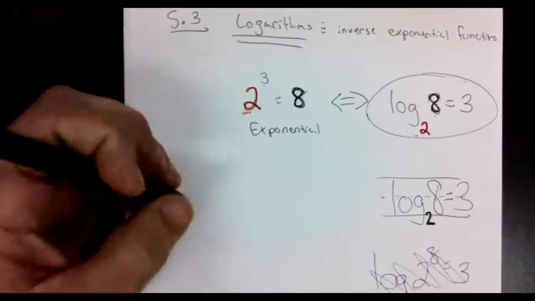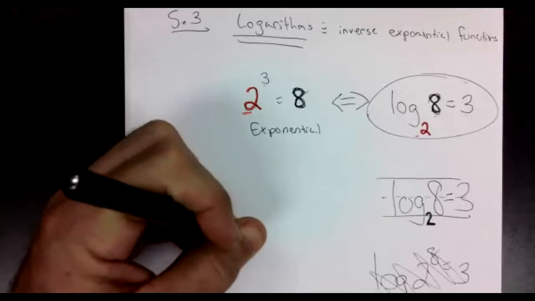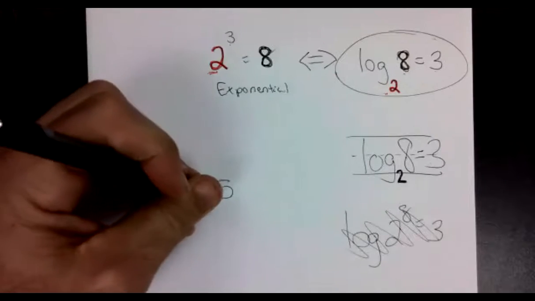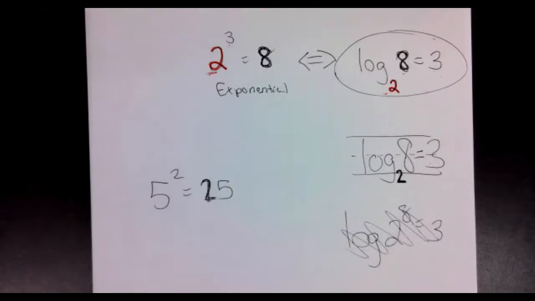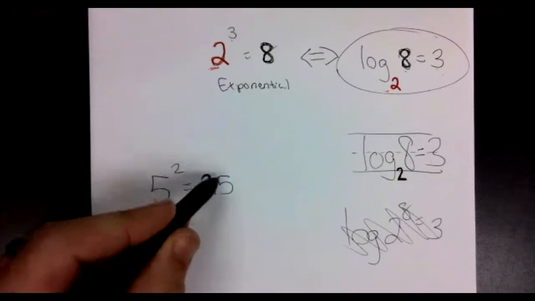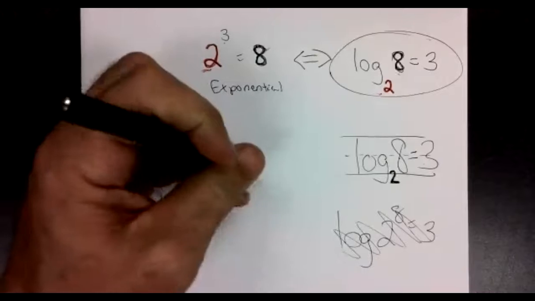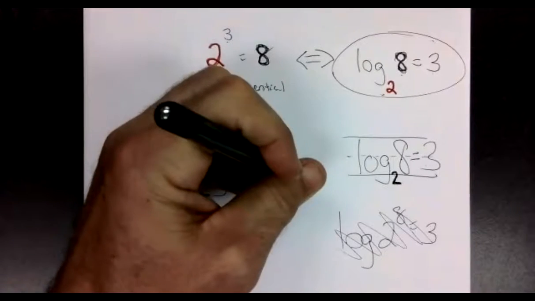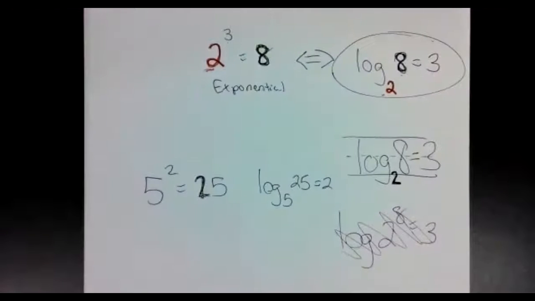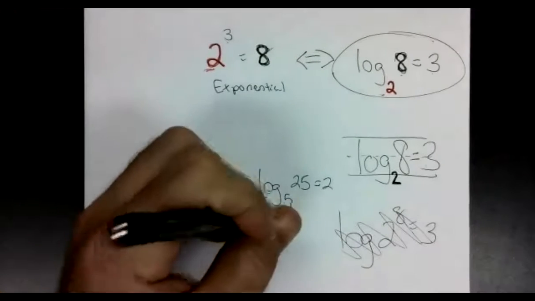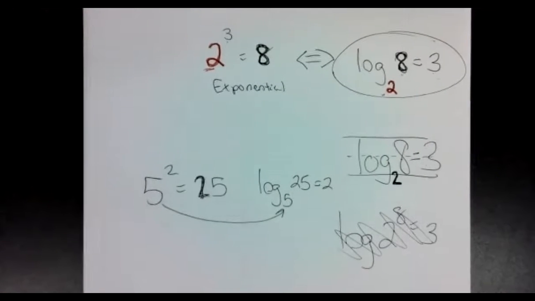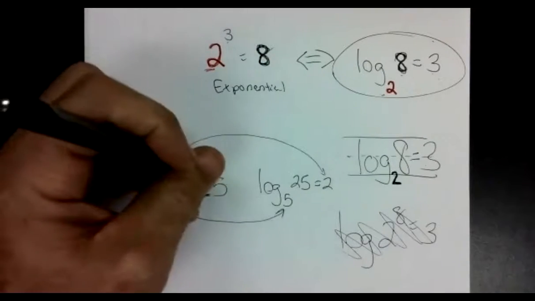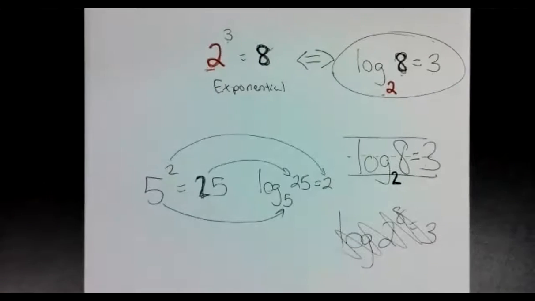So the first couple of things are just simply asking you to rewrite an exponent as a log. So 5 to the 2nd power equals 25 could be rewritten as log sub 5 of 25 equals 2. Again, your base becomes your sub number. Your exponent becomes your output. Your answer becomes your input.